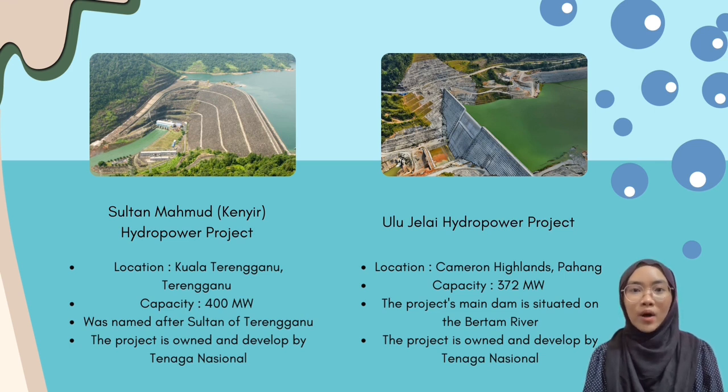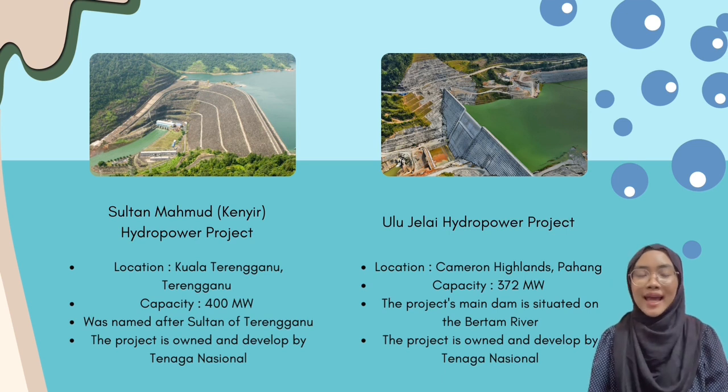The underground powerhouse is located 350 meters below the reservoir, which provides the necessary head difference for power generation. It has a total installed capacity of 382 megawatts and is estimated to generate an average of 374 gigawatt hours of electricity annually. At present, TNB's hydroelectric power plants have an installed capacity of 2,161 megawatts.